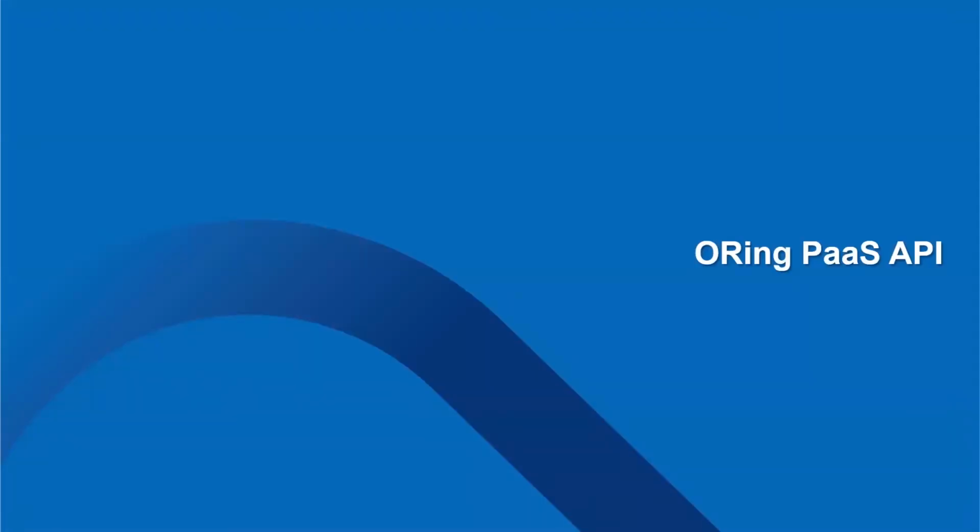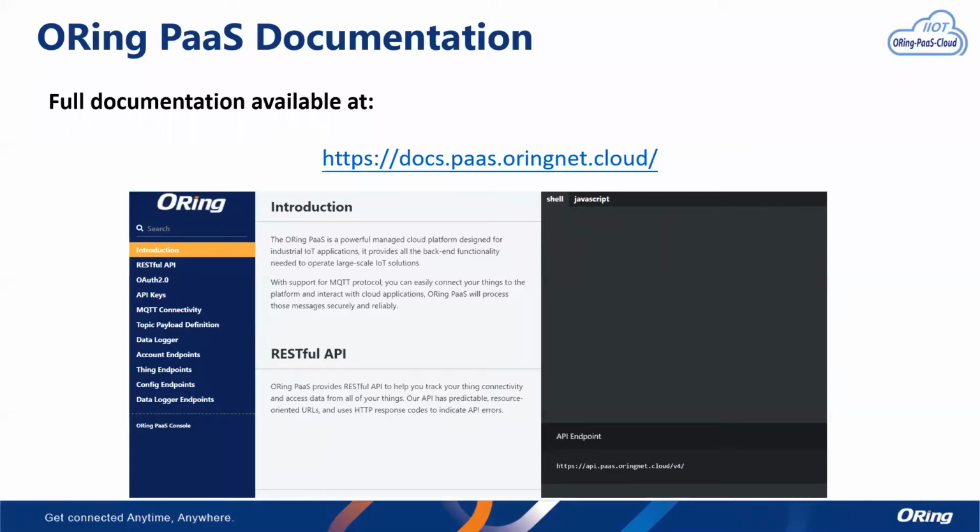So now I would like to move to our PaaS API. With this basic information I just introduced to you, I would like to give some practical information on how this is related to our solution in the cloud platform. First of all, our PaaS documentation can be found at this website that you can see right now on the screen. You can browse all of the information regarding authorization, API keys, MQTT connectivity, how to define payload, and how to work with the data logger. There are all the details necessary for developing your own solution.